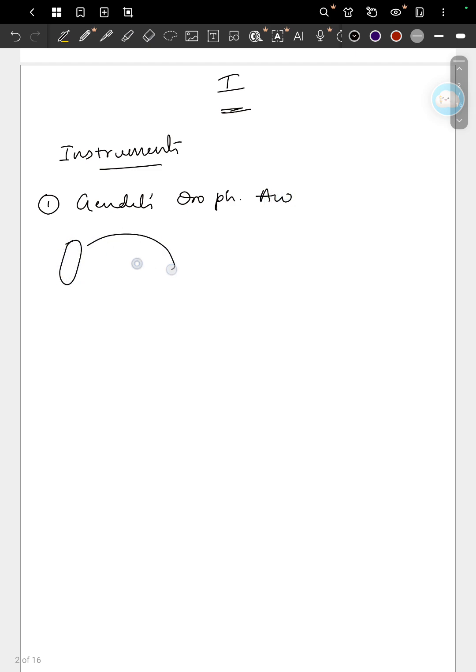So coming to anesthesia, part 1. We'll be starting with instruments first. Coming to the first instrument, that is Guedel's oropharyngeal airway. It looks something like this. It has to be aligned at 180 degrees in the patient's body, and it is usually used in unconscious patients. It prevents tongue fall basically.